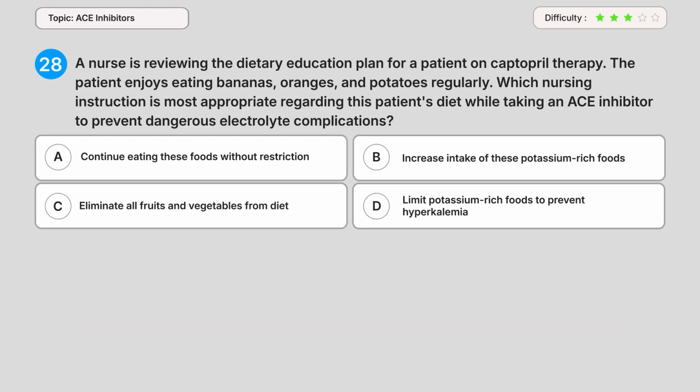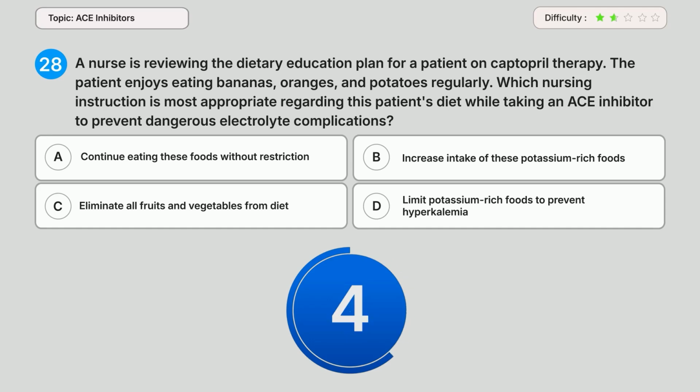A. Continue eating these foods without restriction. B. Increase intake of these potassium-rich foods. C. Eliminate all fruits and vegetables from diet. D. Limit potassium-rich foods to prevent hyperkalemia. What do you think is the answer?